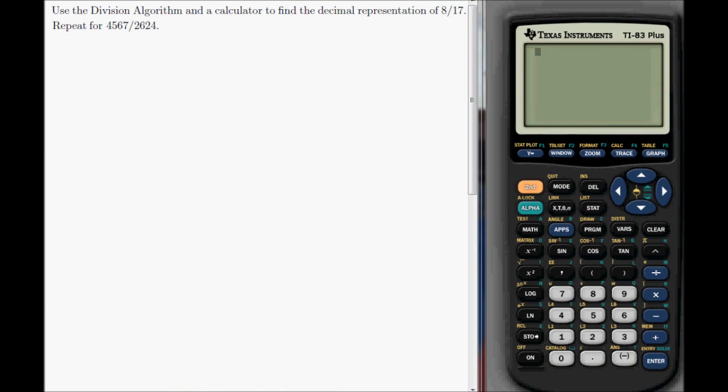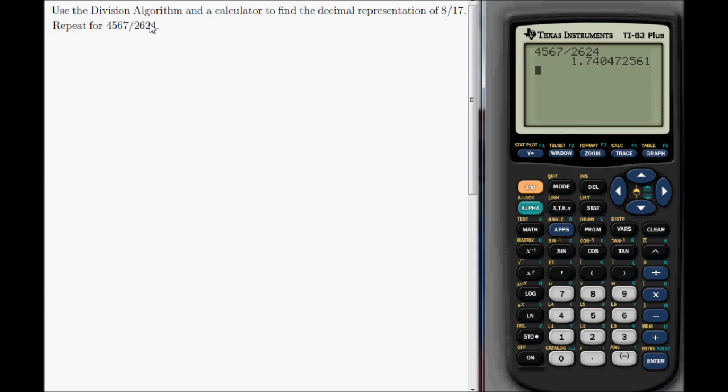Let's now look at the second part of the problem, to use the division algorithm and a calculator to find the decimal representation of 4,567 divided by 2,624. 4,567 divided by 2,624 starts off 1.7404725561. There's no obvious repeating pattern that we see from the first few digits.